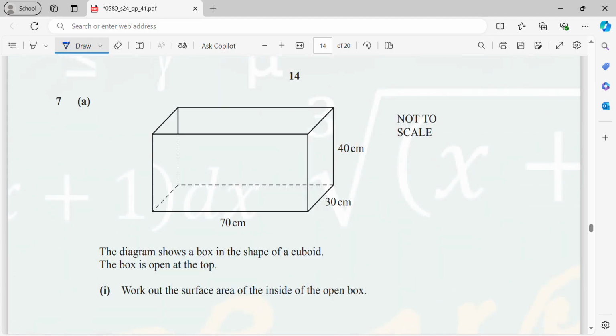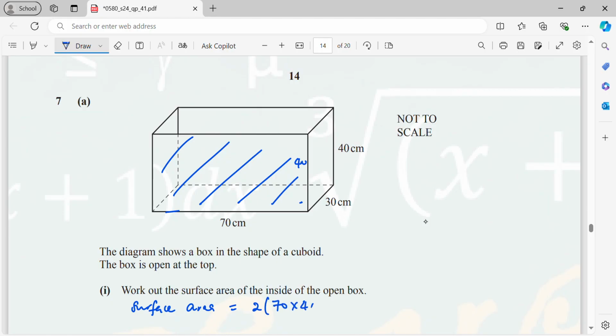Number 7, the diagram shows a box in the shape of a cuboid. The box is open at the top. Work out the surface area of the inside of the open box. So the surface area is basically you have front and back, right? So it will be 70 times 40. So surface area, it will be 2 of 70 times 40 because front and back.